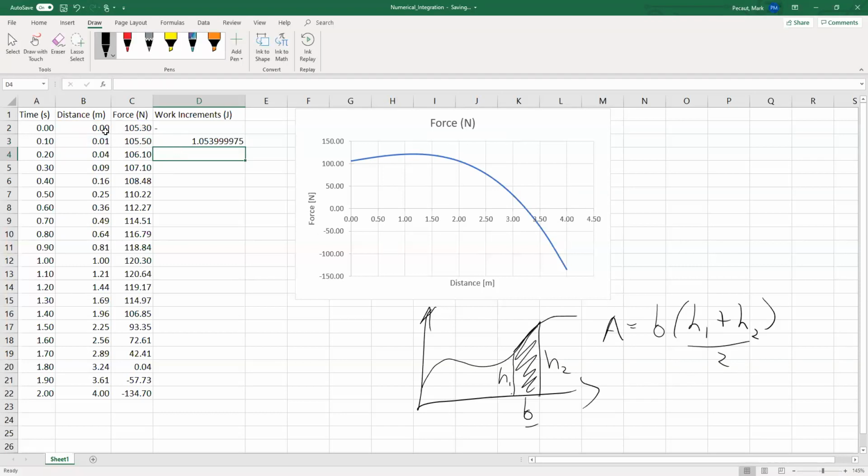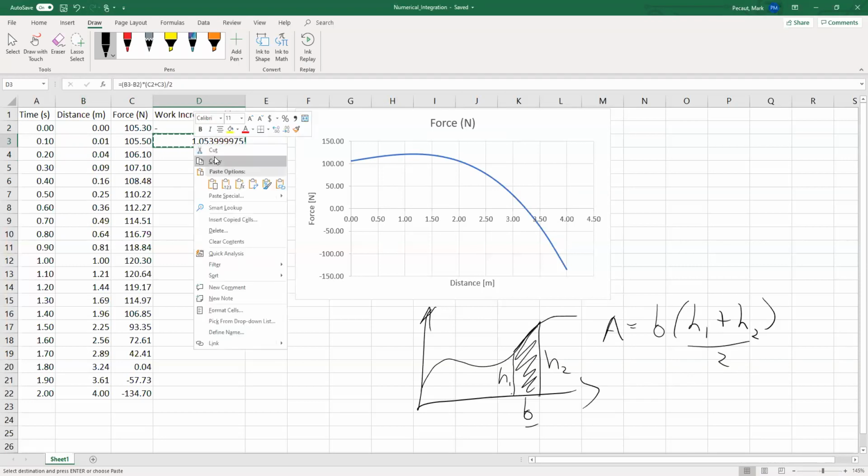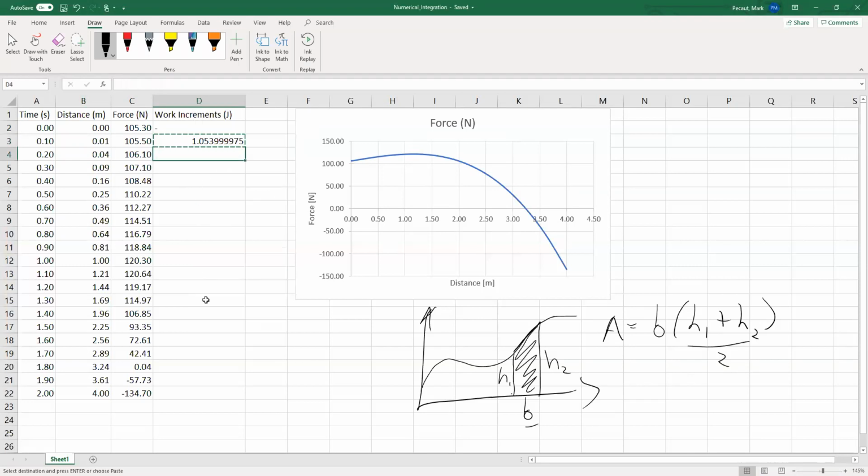That tells me the work done in going from the first cell to the second cell. Okay, now I'm going to copy this cell, and I want to paste the formula in down here. To do that, I'm going to click in this first cell, and I'm going to hold the shift key and then click down here while I'm holding the shift key, and that will pick every cell between the first and the last that I just clicked.